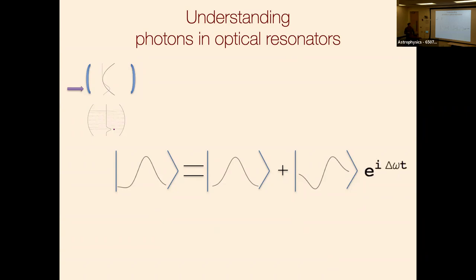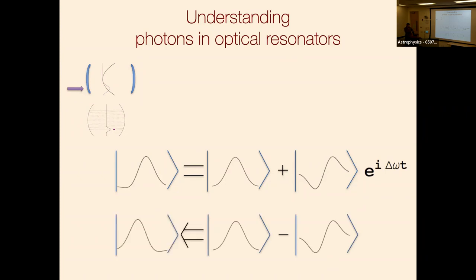But a little bit later in time, this first excited transverse mode has acquired some phase with respect to the lowest mode, which turns that plus sign into a minus sign, and now the light has moved to the other side of the axis. So this is the sort of wave picture, or if you prefer, quantum mechanical picture of why this photon in the cavity acts like a massive harmonically trapped particle.